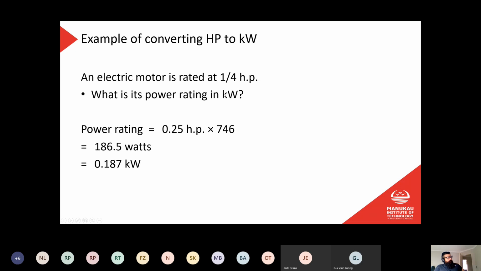So we have an example here of converting from horsepower to kilowatts. We have an electric motor that is rated at 1/4 horsepower. What is the power rating in kilowatts? The power rating is 0.25, that's the same as 1/4, times 746, because it's the number of watts per horsepower. And that gives us a value of 186.5 watts, or 0.187 kilowatts. We've rounded the 6.5 to a 7 here. Pretty simple. Any confusion about that?